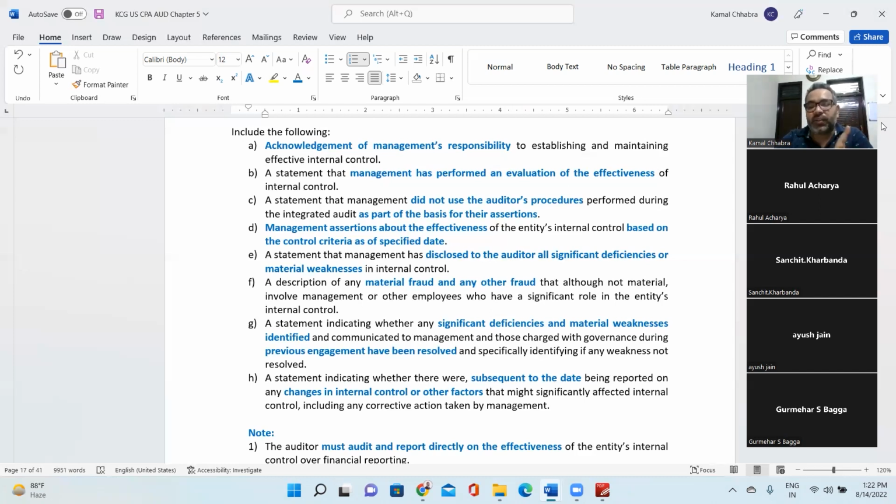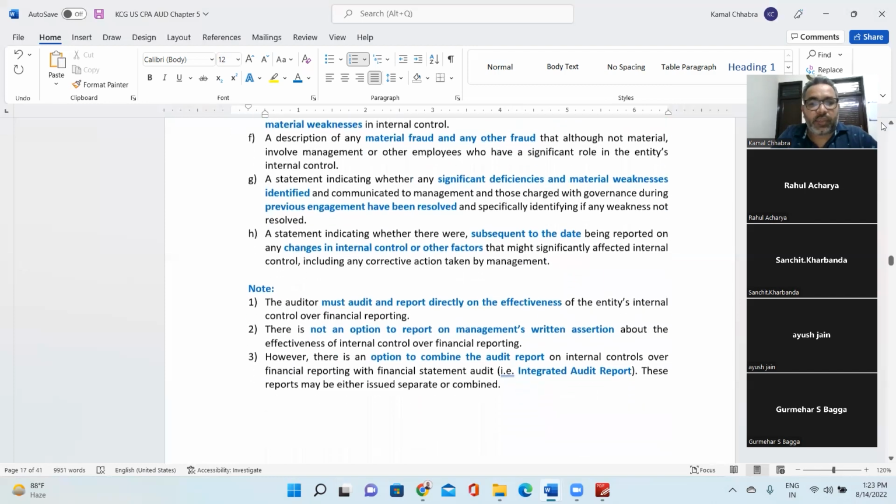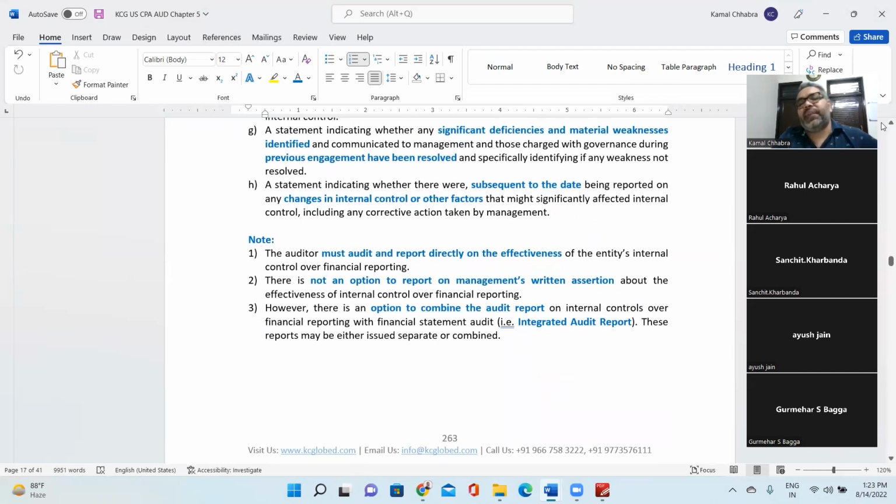So they need to give a declaration on two things. One is if they have identified any material fraud, it will be communicated to you or not. If the fraud is not material but is being conducted by an employee or a senior management person, then they need to communicate that to the auditor. So they need to give the affirmation or declaration on that. They have communicated all material fraud identified, if any, or any other fraud conducted by an employee or senior management person. Right? G, a statement indicating whether any significant deficiency and material weakness identified and communicated to the management and those charged with governance during the previous engagement have been resolved, and specifically identifying any weakness not resolved.